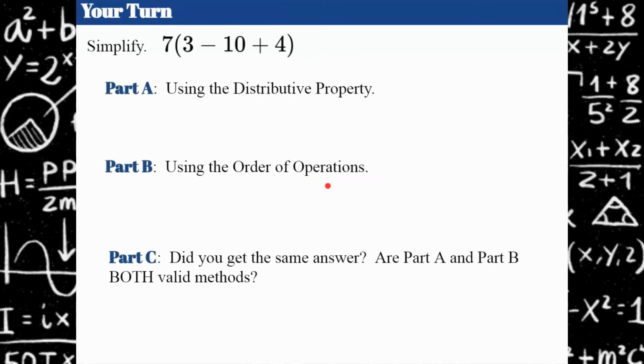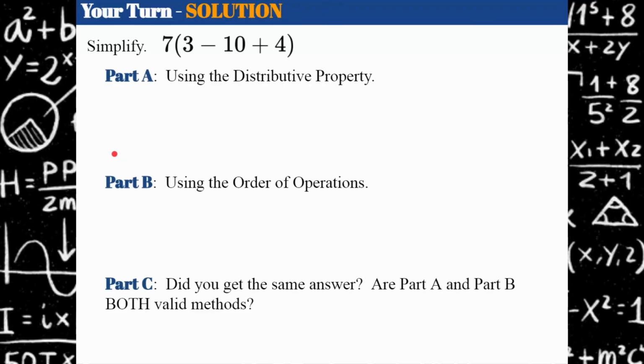Here's a 3-part question. I would like you to simplify this mathematical expression, first using the distributive property, second using order of operations, and then tell me, did you get the same answer? And are part A and part B both valid methods? Please pause and come back when you're ready.